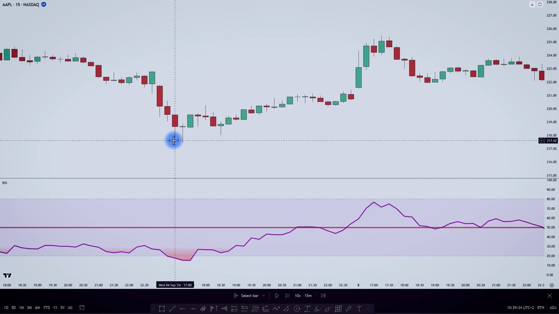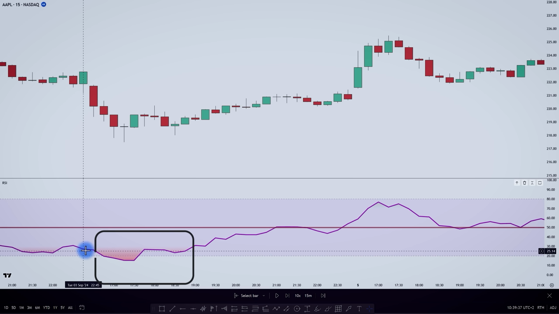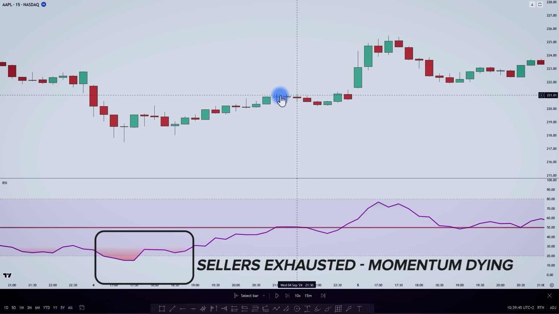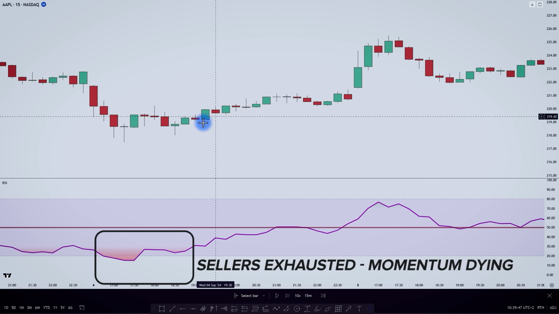The opposite works at bottoms. RSI hits 18, bounces to around 30, drops again, but it didn't reach the 20 level. The sellers are exhausted. That's your reversal buy signal.